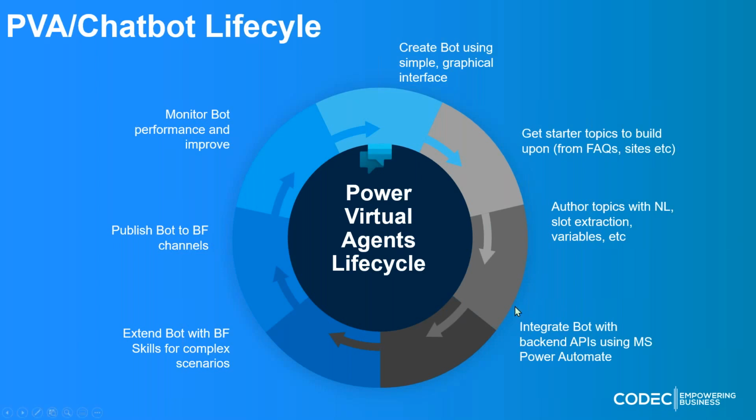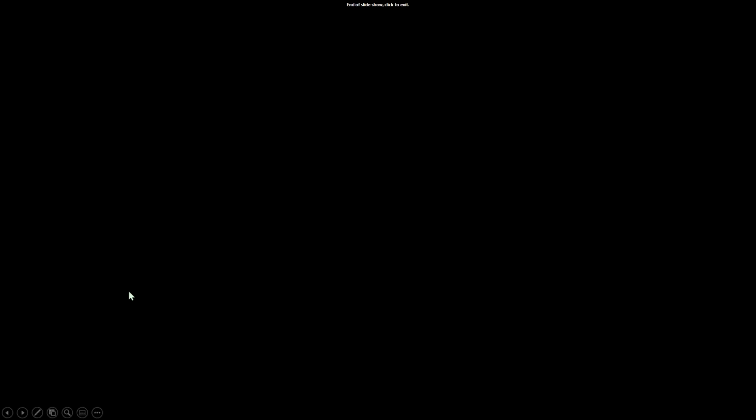We'll then look at how we can integrate the bot with APIs using Microsoft Power Automate. We'll extend the bot and then we'll show you how to publish this bot to various channels and types. So in today's webinar, we'll see bots being published to a website, but we'll also see an internal bot hosted within Microsoft Teams. And finally, we're going to look at how we can monitor bot performance and improve the bot over time as well. So without further ado, I'm going to jump on to the live demonstration.